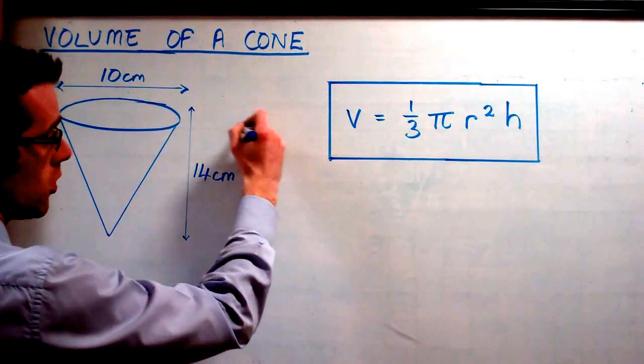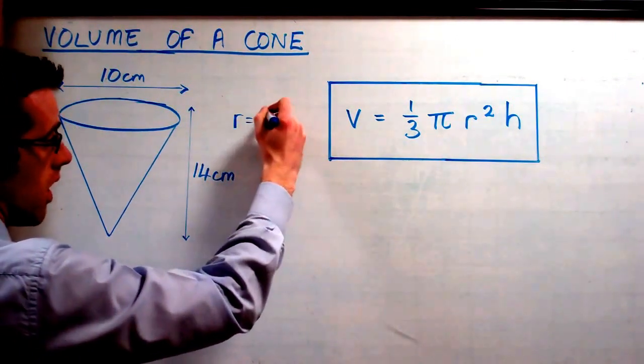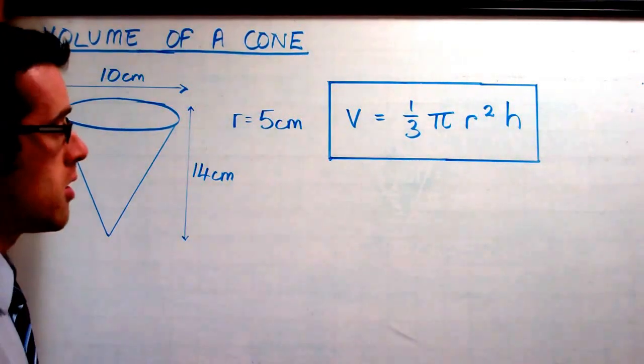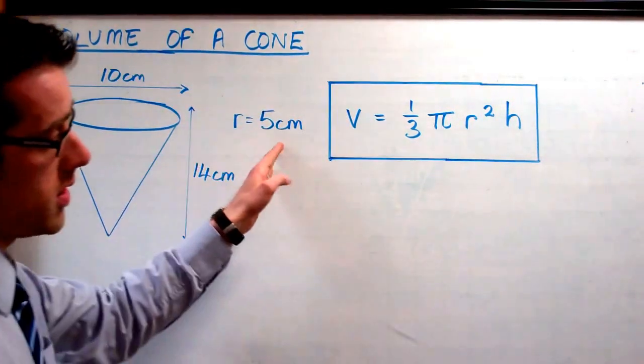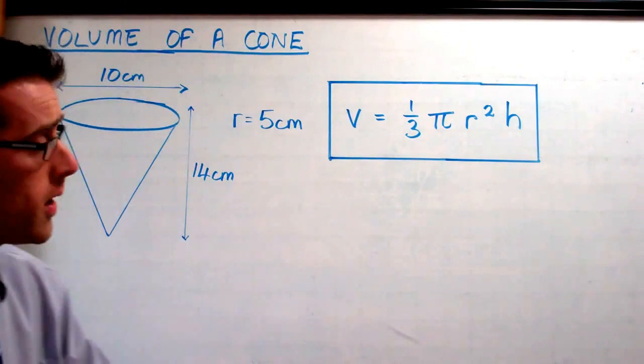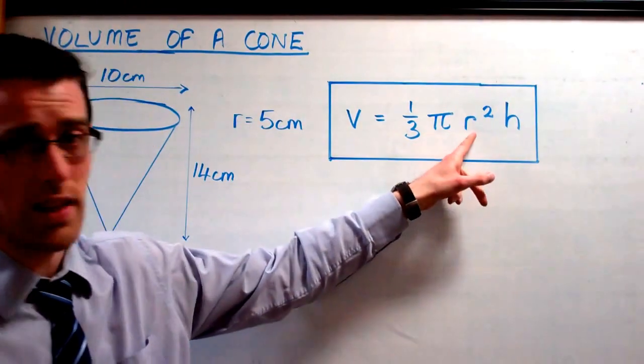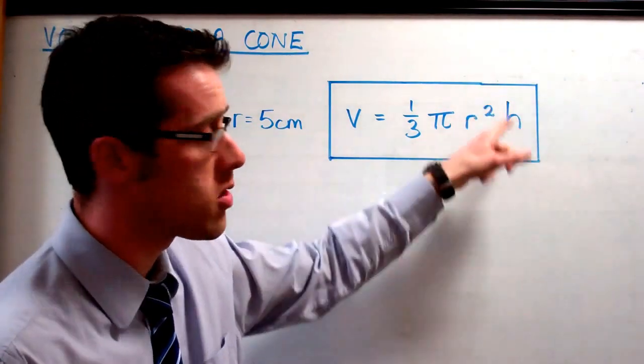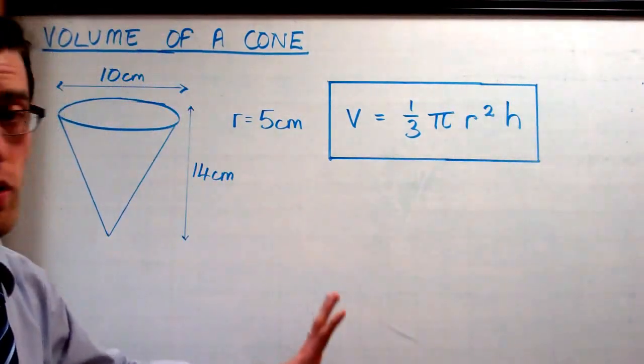So first thing I'm going to do is write down R for radius equals 5 centimetres. Okay? So before I even start, I've got R for radius is 5 centimetres. That's going to help me not to put 10 in here, because a really common error is that people put 1/3 times pi times 10 squared times 14 and get the whole thing wrong because of that.